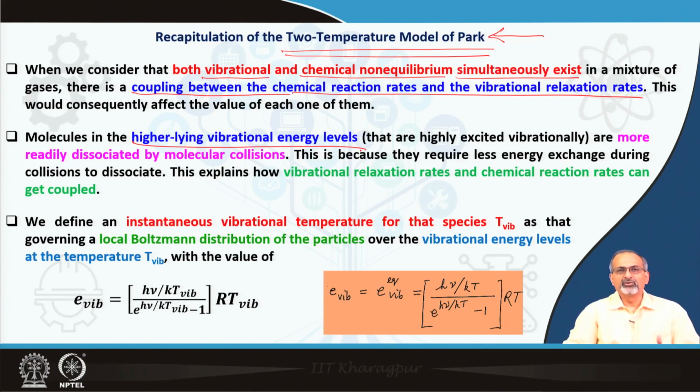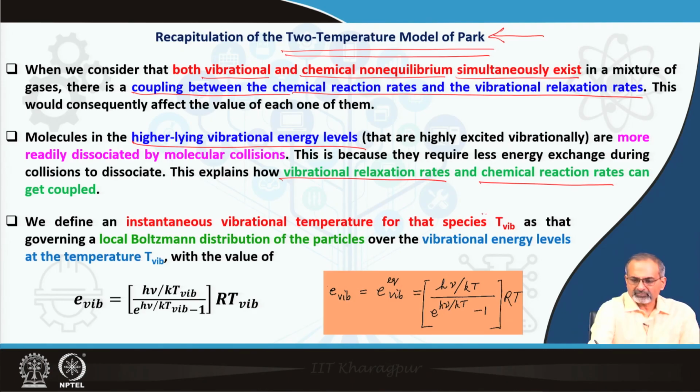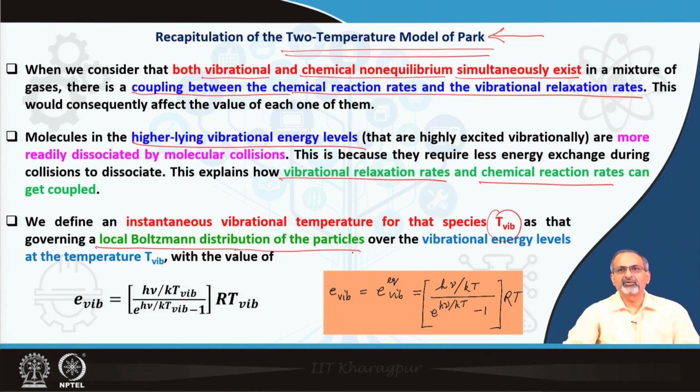Thereby, molecules will dissociate into atoms. This explains how vibrational relaxation rates and chemical reaction rates can get coupled. And we said that we define an instantaneous vibrational temperature for the species. We call it T vibe, and that governing a local Boltzmann distribution of particles over the vibrational energy levels at the temperature T vibe would be governed by a value satisfying this equation.